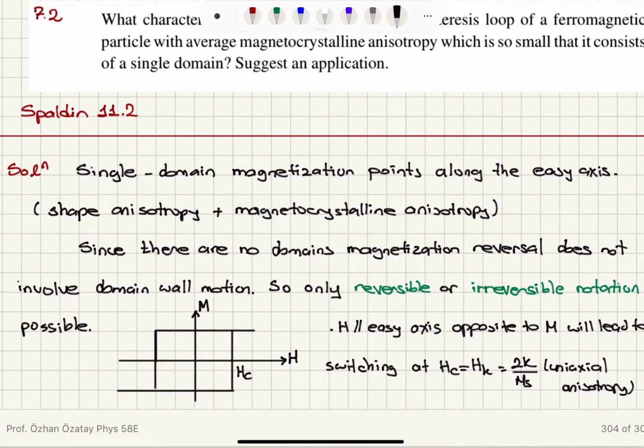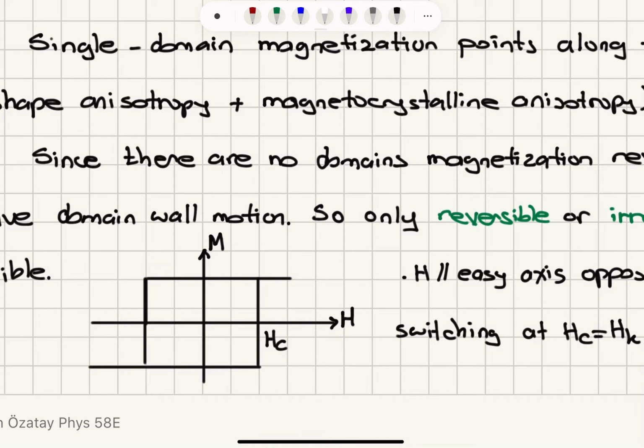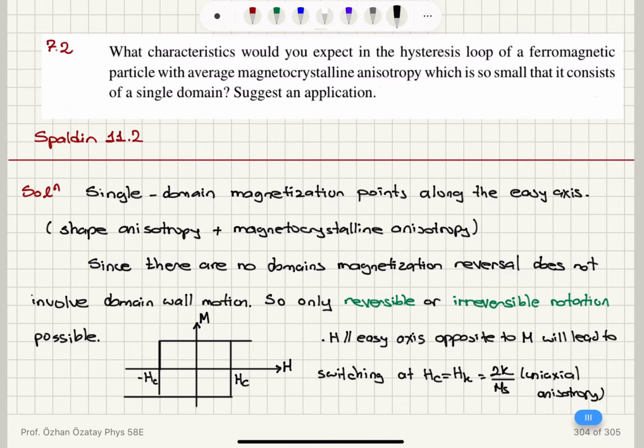And we're going to end up with this square hysteresis. So it's going to switch between two directions, let's say minus x and plus x direction, and the switching will occur at plus Hc and minus Hc, the coercive field, which is the anisotropy field. So this is basically our Stoner-Wohlfarth type switching. We're going to have square hysteresis, which is due to irreversible rotation.